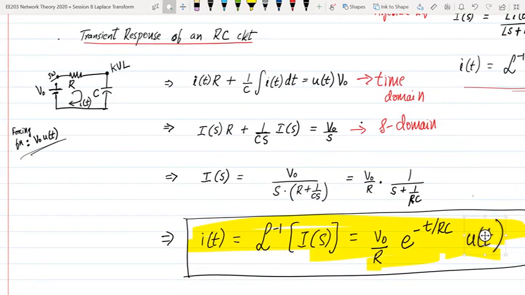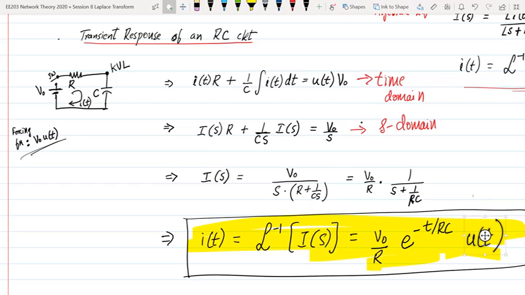That means when t is less than 0, there is no current flowing in the circuit. After t is greater than 0, u of t is equal to 1, right? So then u of t vanishes. It's just a number 1 multiplied with the rest of the term. So all it is ensuring is that before time t is equal to 0, there is nothing flowing in the circuit. After time t is equal to 0, there is some current flowing in the circuit.